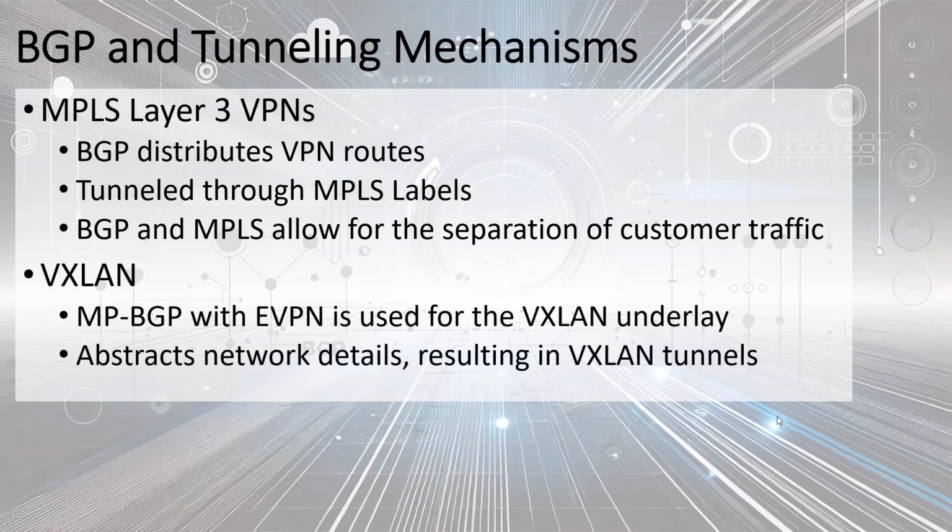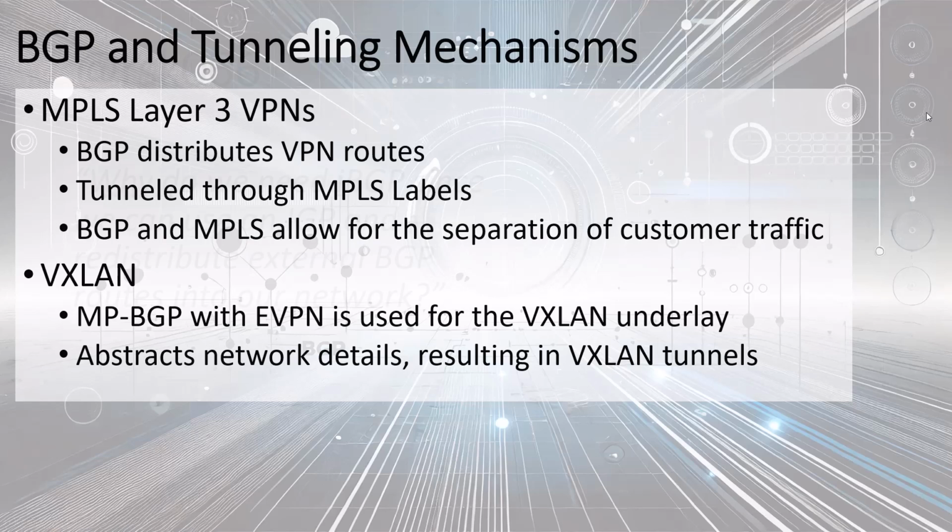Now, another tunneling technology that uses BGP is VXLAN, and it uses MP-BGP EVPN as its underlay network. Now, this is often used in data centers and cloud environments to provide layer 2 and layer 3 services across a virtualized environment. It actually abstracts network details, creating what we may call VXLAN tunnels, and hides IPs and allows for scalable network designs. You can find out more about this in my VXLAN series of videos. Now, while BGP itself is not a tunneling protocol, it is extensively used in conjunction with tunneling techniques such as MPLS and VXLAN, as well as with GRE and IPsec, to achieve goals similar to those you described in your question.